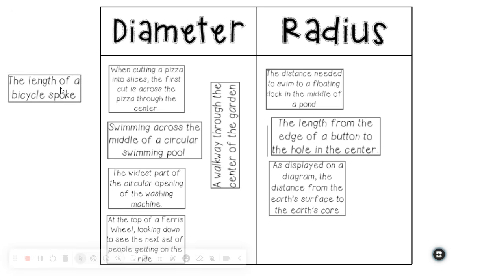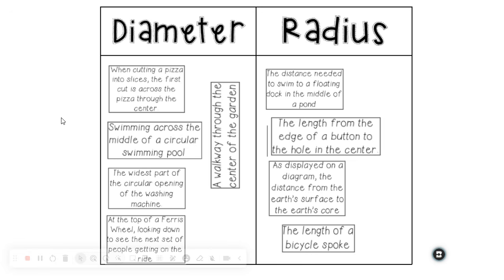One more. The length of a bicycle spoke. A bicycle spoke, these are those metal bars on your bicycle wheels. So you have to think, would a bicycle spoke go to the middle of the wheel or through the center of the wheel? This is radius. Your spokes go from the edge of the wheel to the center of the wheel. They do not go through the center, they go to the center.